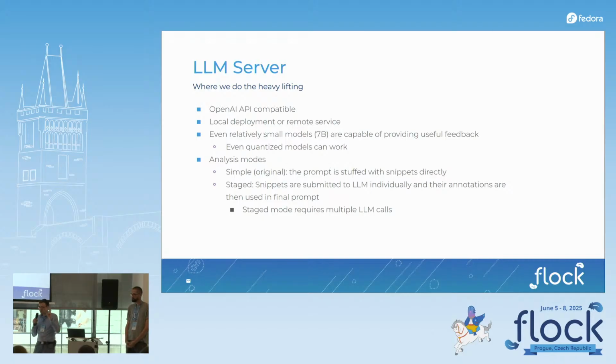We have 2 modes there. The simple one, that's the original we have used, which basically just works by taking all the individual pieces of the original log, putting them into the prompt, and then asking the model, hey, what can you make of it? That's the original mode. Then we have a staged mode, which is what we're using now in deployment, which, as I've said, prompts the model multiple times to get the response. Once for each snippet, and then once again for all the snippets at the same time, which are already annotated.